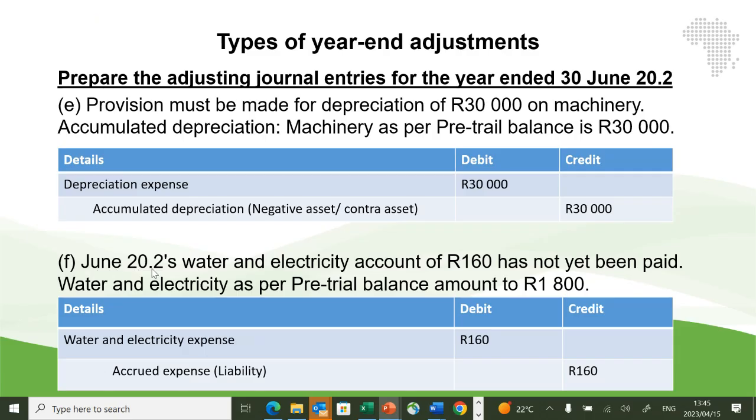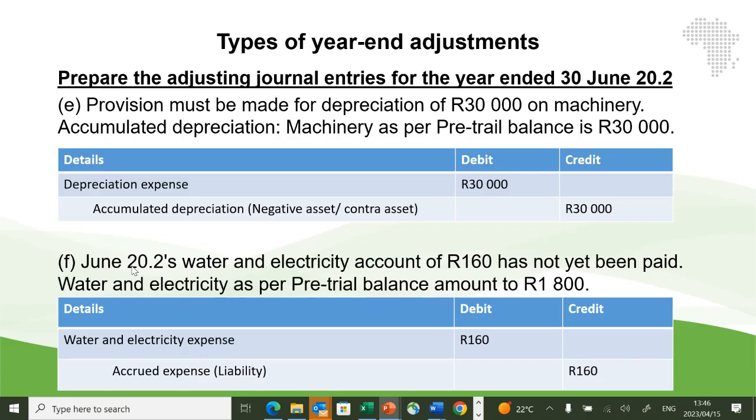They are saying here June's water and electricity account of 160 has not yet been paid, but in the pre-adjustment trial balance, they show you that the water and electricity amounted to 1,800. So that's 1,800. They're showing the one that was paid, and the 160 was not yet paid, which means it won't reflect on the pre-adjustment trial balance. So what we need to do then is increase that 1,800 by how much? By 160, because this is June.